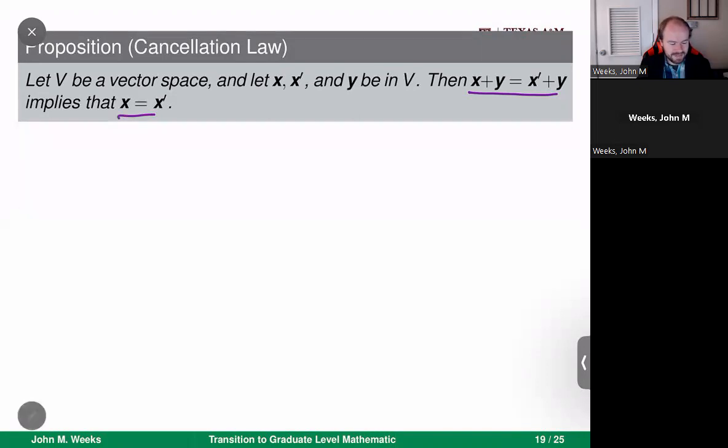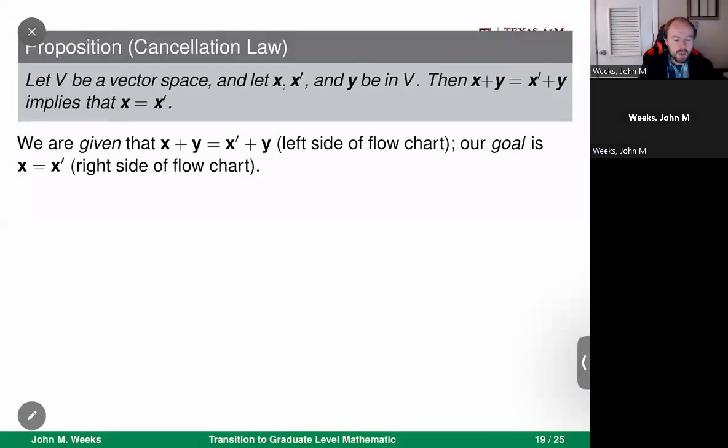All right, so what does that give us? Well, we're going to try and prove this using the things that we have from before. We are given that x plus y is x prime plus y. If you're making your little flow chart, that stuff goes on the left-hand side of implies. And then our goal is on the right-hand side. That is x equals x prime. I won't draw that every time, but it is a good idea, maybe if you're taking notes, to try and structure that yourself.